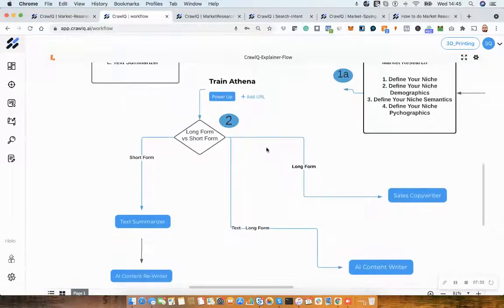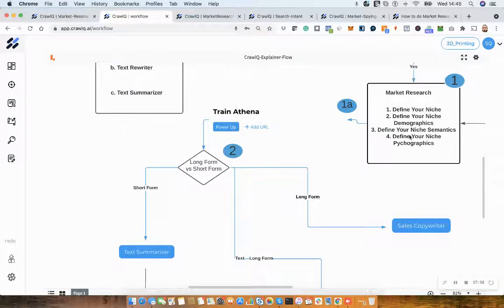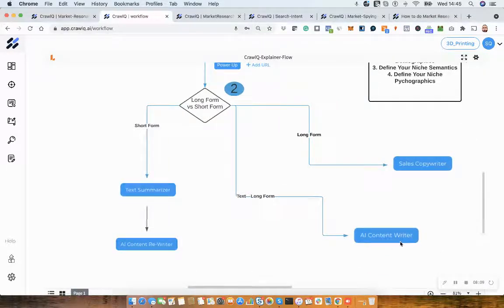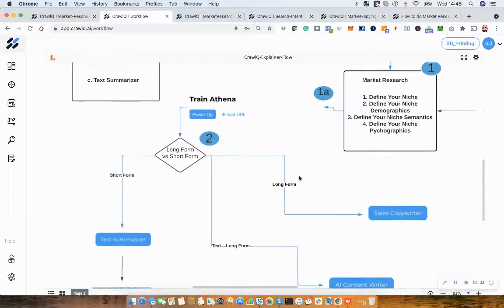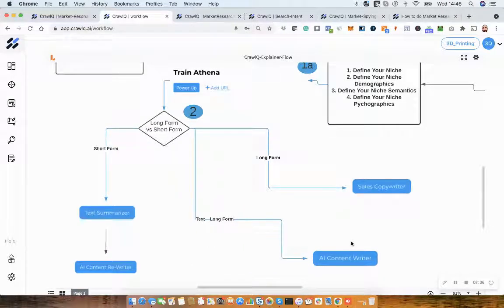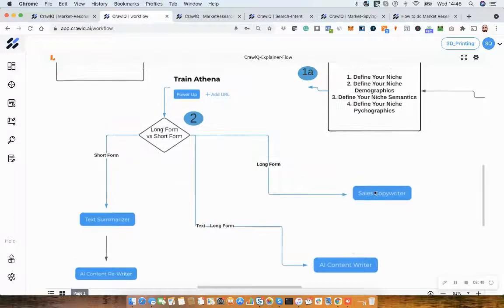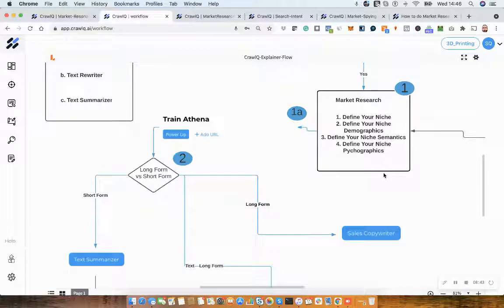Okay, so once you train Athena after doing these four categories, you can go into long form content creation, which is sales copywriting. You can also go into blog content creation, which is via the AI content writer. Of course, you can also directly make summaries of existing text with the AI content rewriter. But let me admit that this part is just a helper function for summarizing and rewriting, and you can find your own workflow. The main power of internal AI Athena is really helping you come up with super specific content which is really aligned with your niche, demographics, semantics, psychographics.